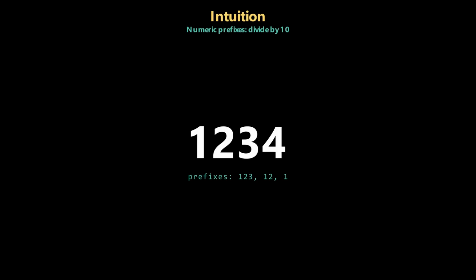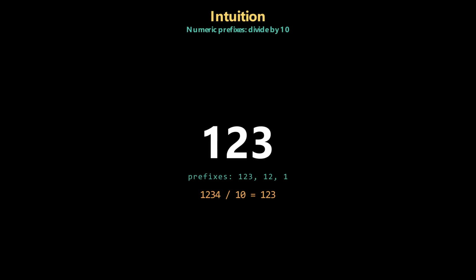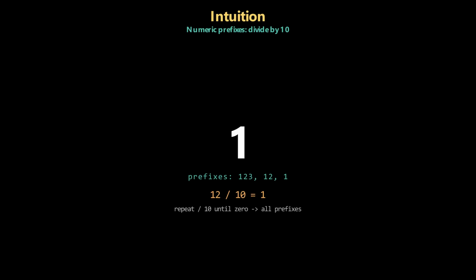To optimize this, let's look at the actual anatomy of a numeric prefix. If you have the number 1234, its prefixes are 123, 12, and 1. Notice what happens if we look at this through pure math instead of strings. Every time you divide an integer by 10 in code, the last digit drops off completely. By repeatedly dividing a number by 10 until it hits 0, we can extract every single valid prefix an integer possesses in a fraction of a millisecond.